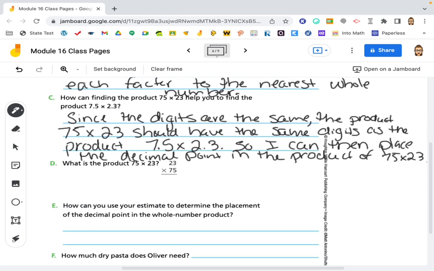So we multiply. I'm going to write this just a little bit bigger just because of room. 23 times 75. So 5 times 3 is 15. 5 times 2 is 10. Plus 1 is 11. Make a 0, place a 0. 7 times 3 is 21. 7 times 2 is 14. Plus 2 is 16. And I'm going to add 115 plus 1,610. 5 plus 0 is 5. 1 plus 1 is 2. 1 plus 6 is 7. And then 1.